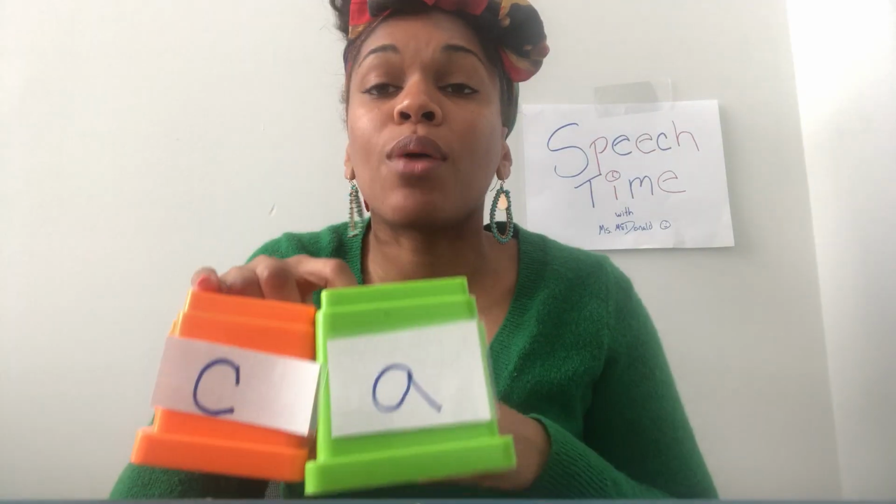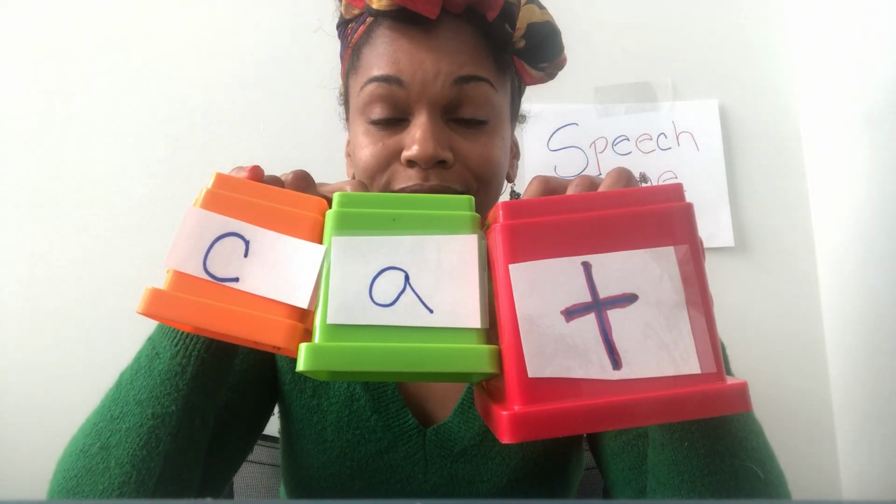So let's try it. I want you to practice saying the word cat with me. I'm going to put the T on at the end to make sure you remember to say the T sound. Are you ready? Here we go. Cat. Let's try it again. This time I want you to make sure you're saying the T sound at the end and say it with me. Ready? Set, cat. If you were able to say cat, then you got it.